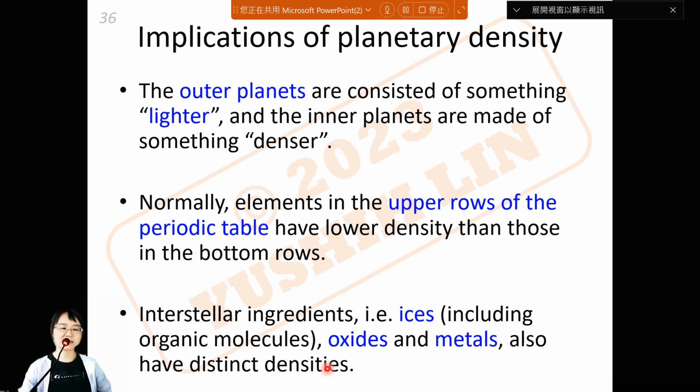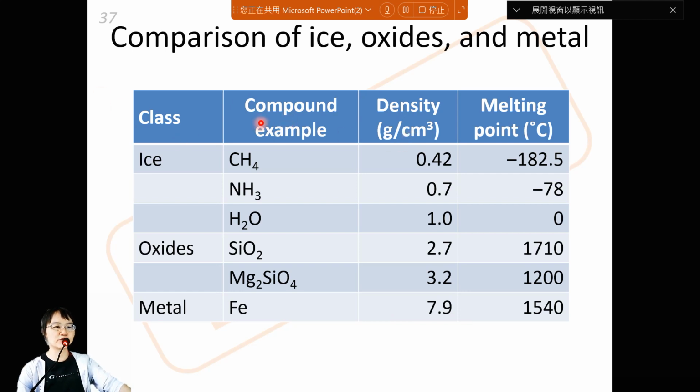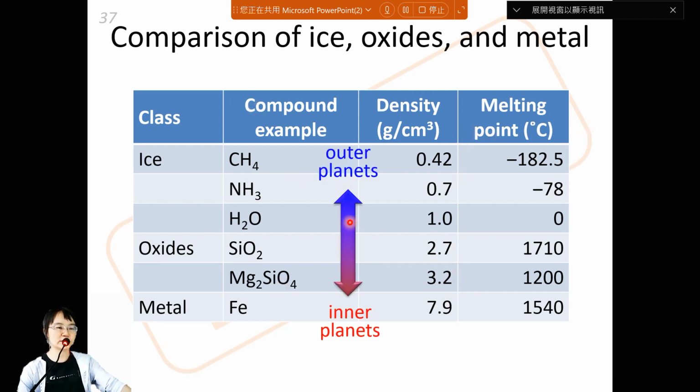So now you can guess the outer and inner, which one will have more ice? Outer, of course, because this is the source of the low density. Here I give you a table regarding the commonly seen planetary material, their density and their melting point. Those with low density will have low melting point, and those with high density will have high melting point. These gradients correspond to the gradients in the solar system.